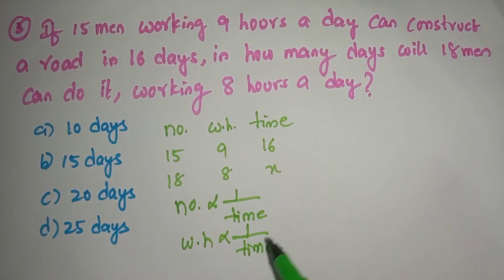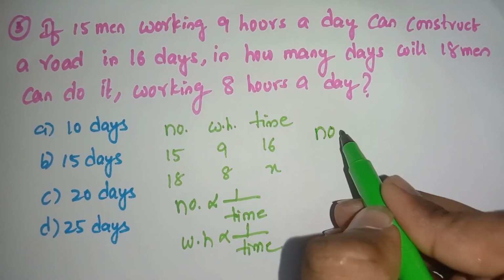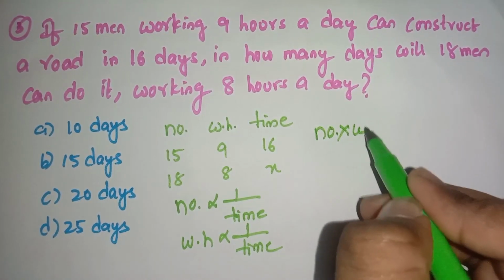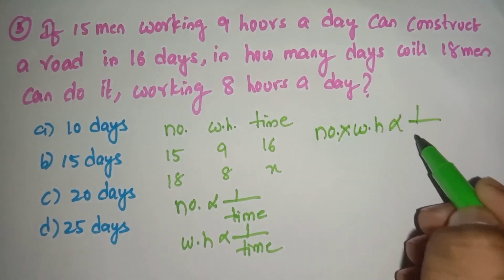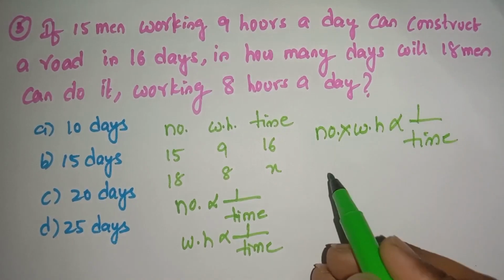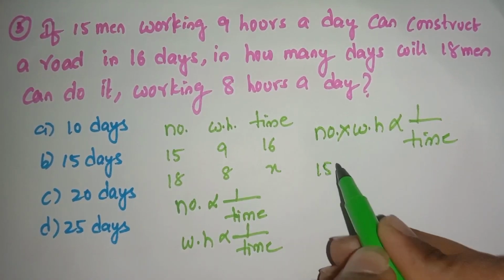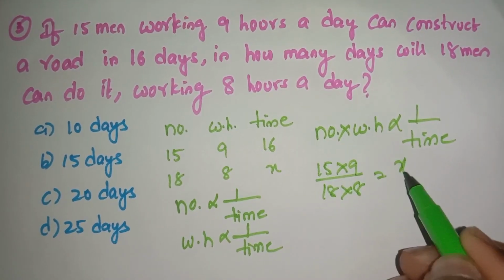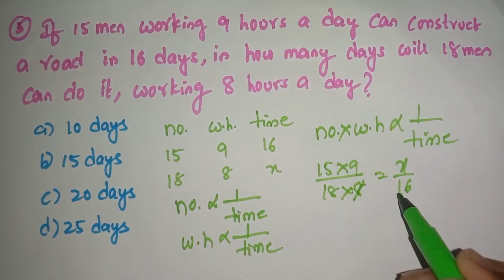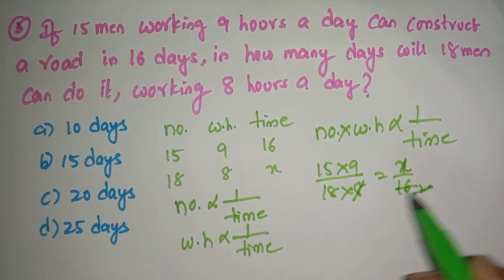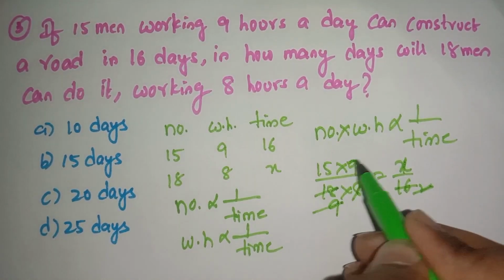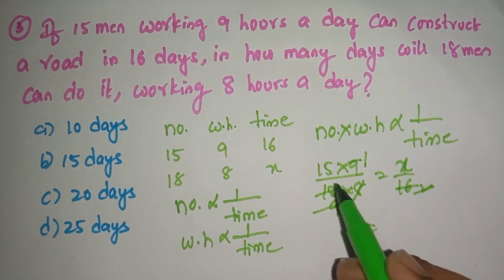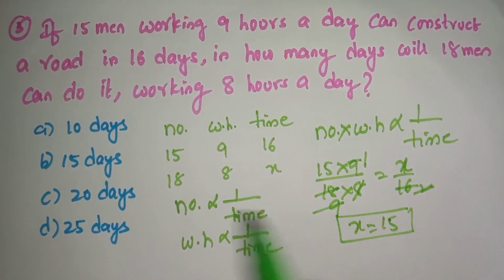Thereby, we can write number of working hours is inversely proportional to the time duration. So combining these two statements, we can write number of men into number of working hours is inversely proportional to the time duration. That implies we can write 15 into 9 by 18 into 8 is equivalent to x by 16. So 8 twos are 16, 2 nines are 18, 9 ones are 9. That is x equals 15. The answer is 15 days.